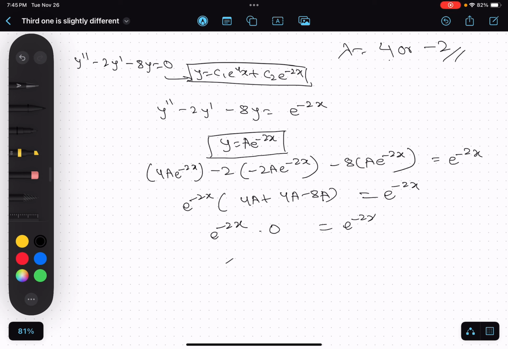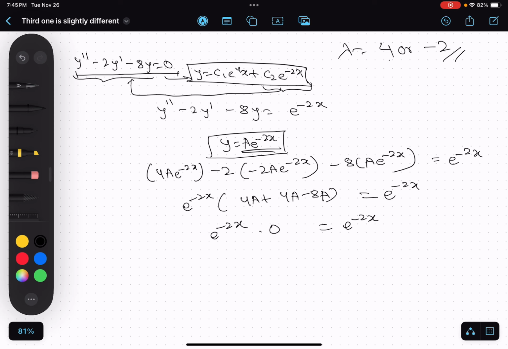And do you know why you couldn't get it? Because we had already found out that some constant times e to the power minus 2x was actually the solution for this entire expression being 0, right? So definitely, because this is the solution to this entire expression being 0, if you substitute that solution, it will be 0.